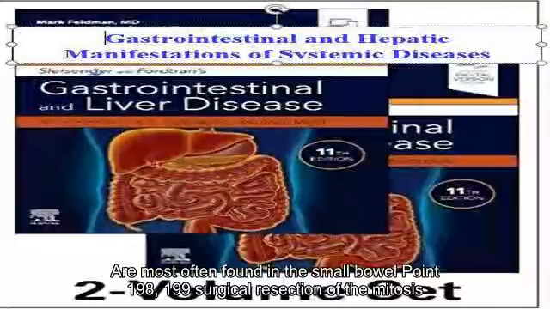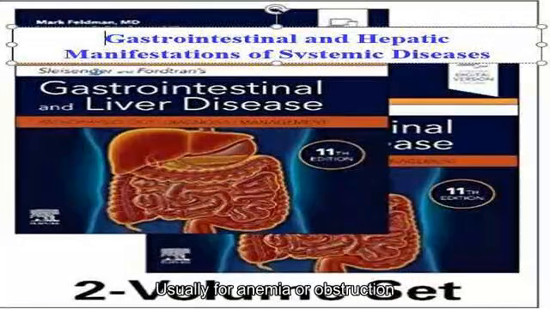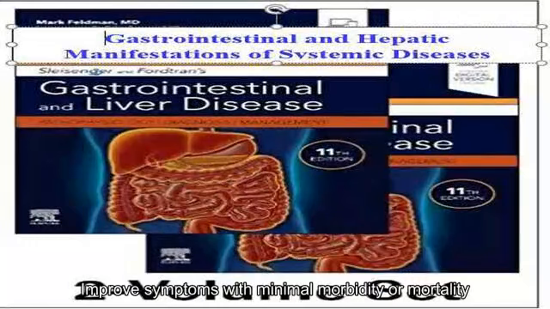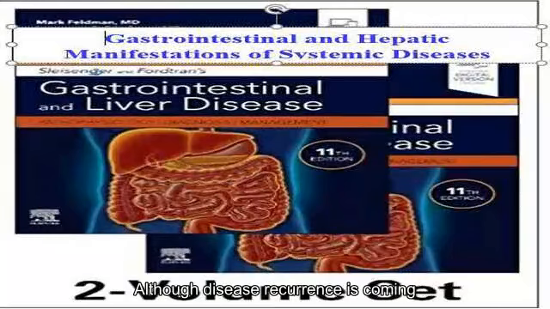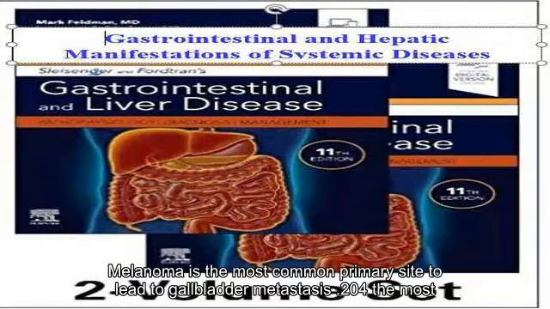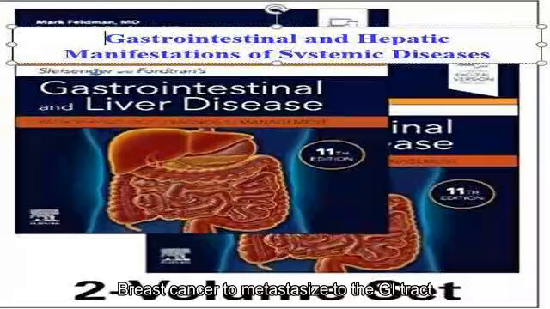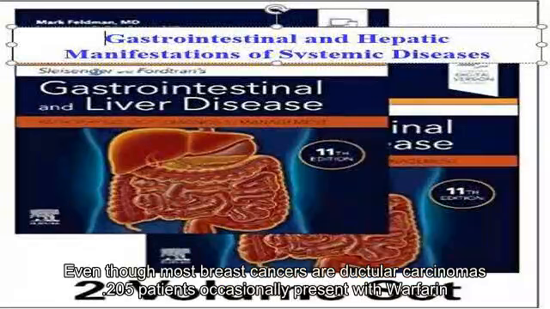Surgical resection of the metastasis, usually for anemia or obstruction, improves symptoms with minimal morbidity or mortality, although disease recurrence is common. Postoperatively, melanoma is the most common primary site to lead to gallbladder metastases. The most common type of breast cancer to metastasize to the GI tract is lobular carcinoma, even though most breast cancers are ductal carcinomas.